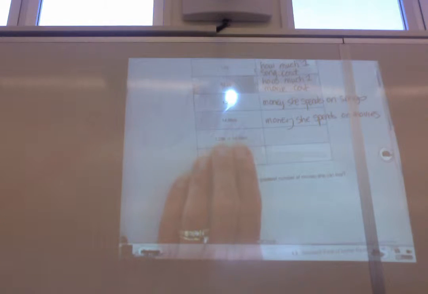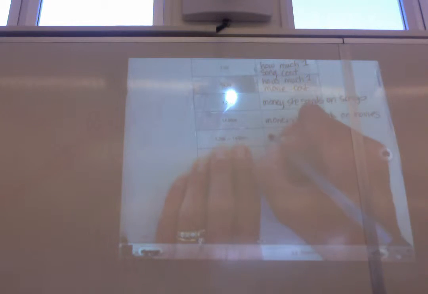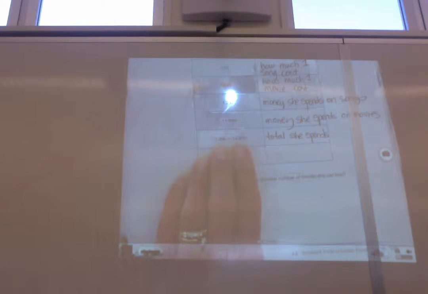What happens when you add those 2 together? And the total amount she spends. Total she spends, $15.20. You don't know that yet because you don't know how many of each. She could have bought 10 songs and 1 movie. She could have bought 1 song and a couple of movies. Okay, so we don't exactly know the amount.